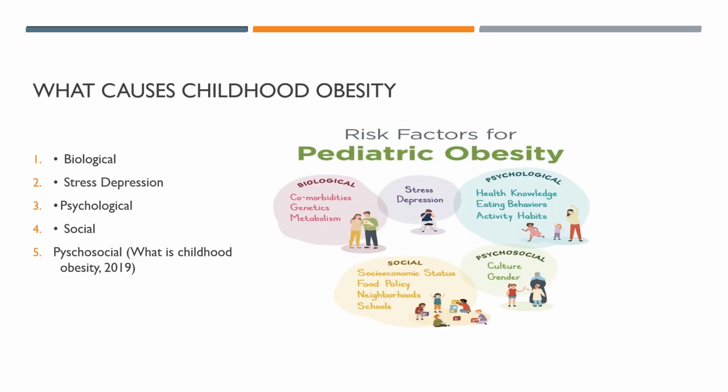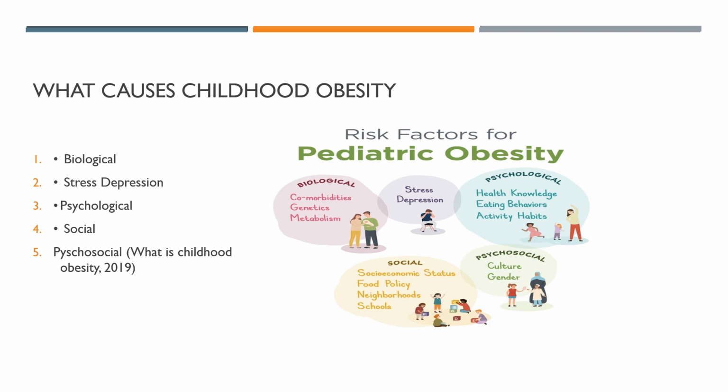So, what causes childhood obesity? Well, biological reasons, comorbidities, genetics, metabolism. Some of that we can't control, some we can. Stress and depression. The kids nowadays are facing probably 10 times the amount of stress we ever did as kids. Not to mention, since COVID, the depression rate among youth has skyrocketed.